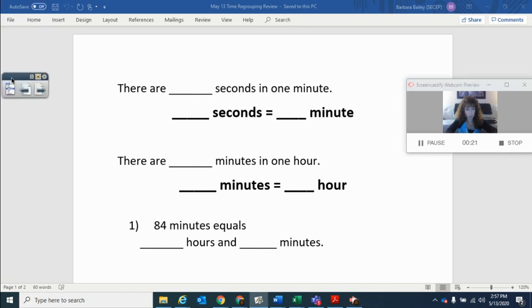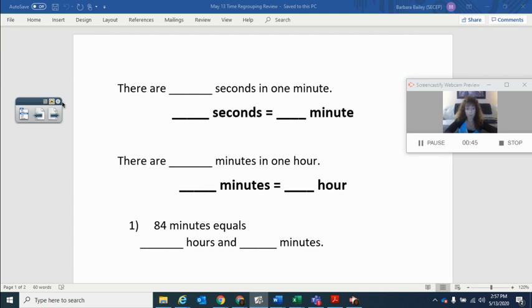We're going to do a quick little review of time, and specifically regrouping. A few minutes ago, I recorded a video with the clock where we reviewed how to read the clock. Now we're just going to talk about time and how we sometimes have to regroup with time, and I'll show you what I mean by that.